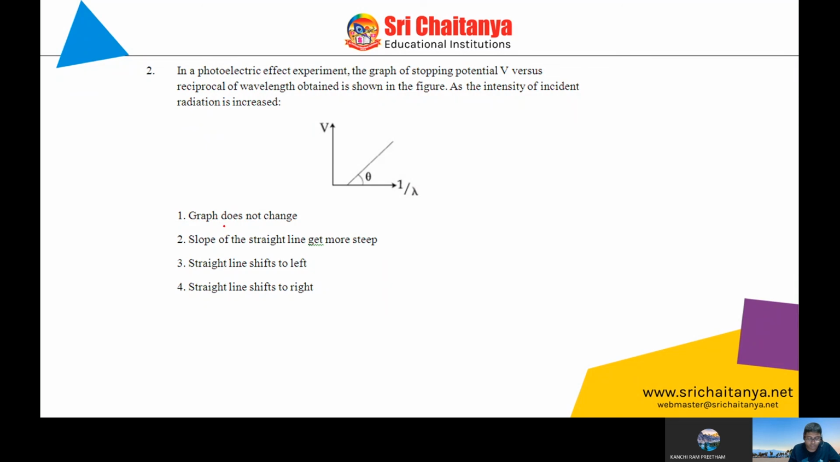For example, option 1 says the graph does not change. Option 2, slope of the straight line gets more steep, straight line shifts to the left, straight line shifts to the right, etc.